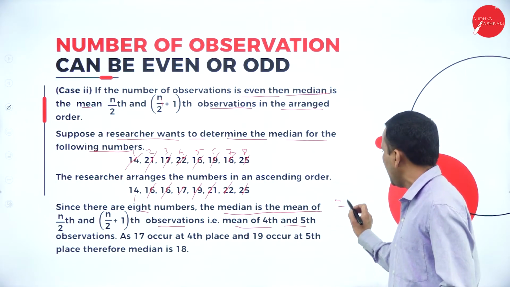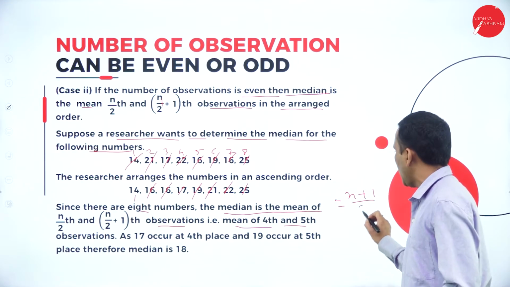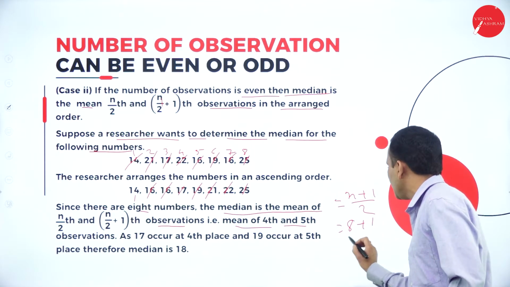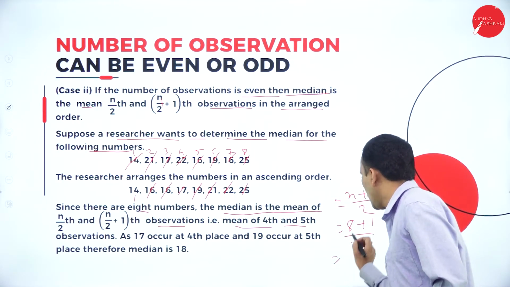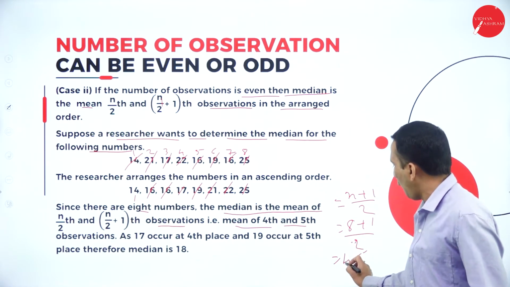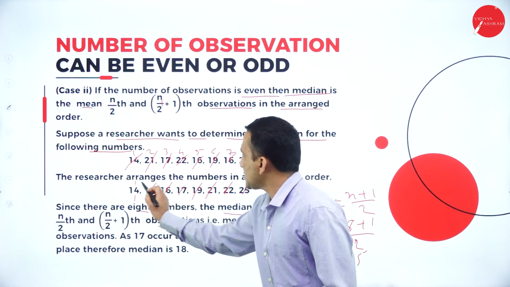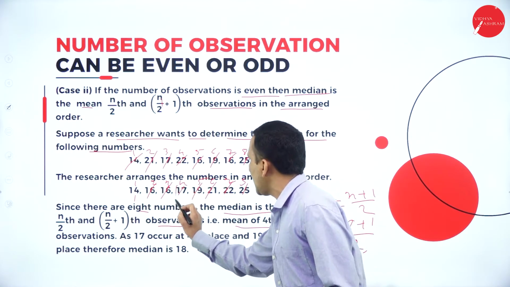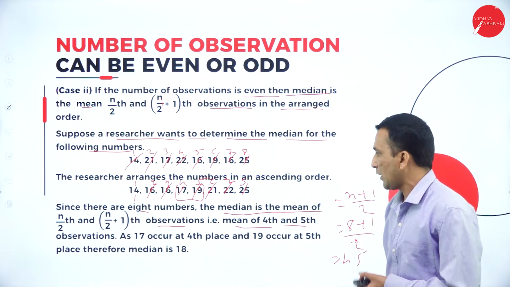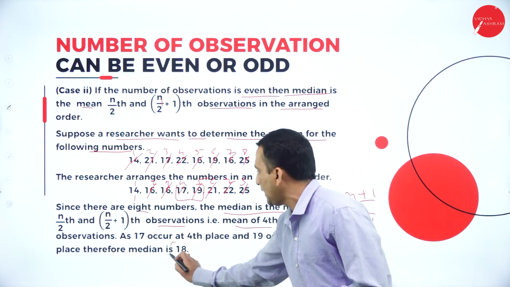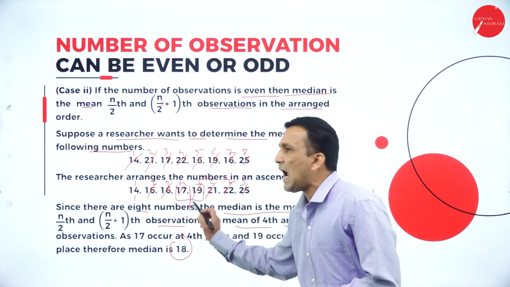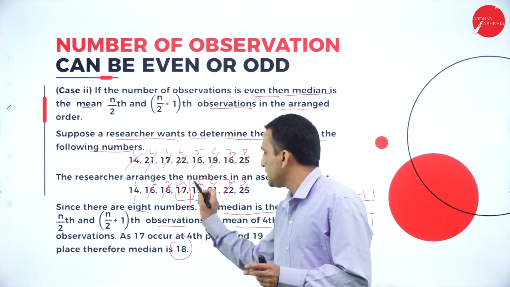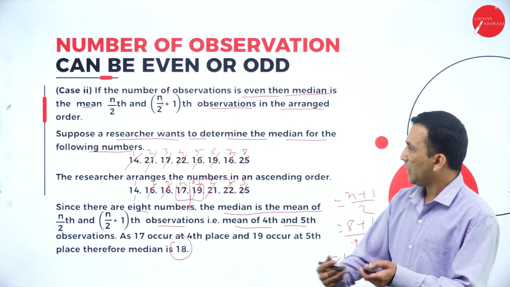Because the formula is very simple: n plus 1 divided by 2. Here n is 8. 8 plus 1, 9, divided by 2, 4.5. Now where is 4.5 lying? First, second, third, fourth, fifth, sixth, seventh, eighth. So the median is lying in between. In this case, directly I can write 18 is the median, because it exactly divides 17 and 19, in between them 18 appears. So the median is 18.